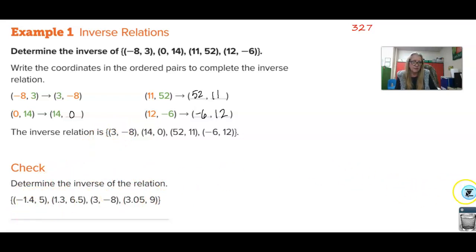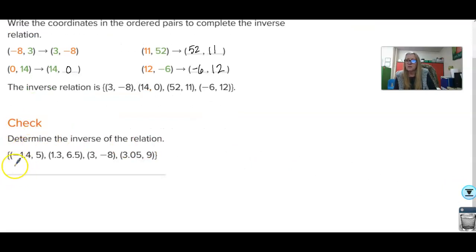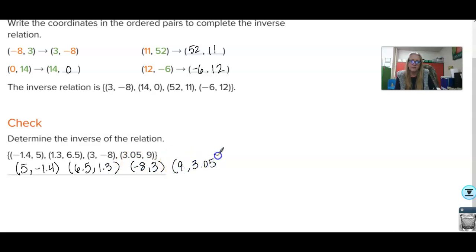I'm going to scroll down a little bit, make this a little easier on myself. For the first point, we would go (5, -1.4). Second point, we do (6.5, 1.3). For the third one, we're going to have -8 first and 3 second. For the last one, we're going to have 9 first and 3.05 second. And then you can put the braces around it to show that that's a set.